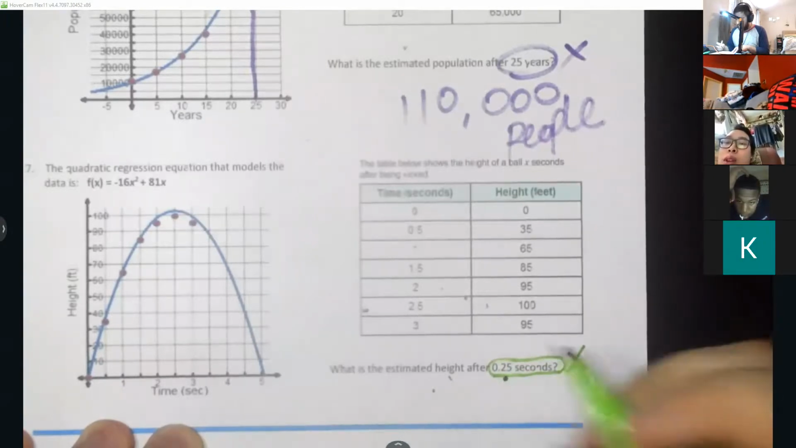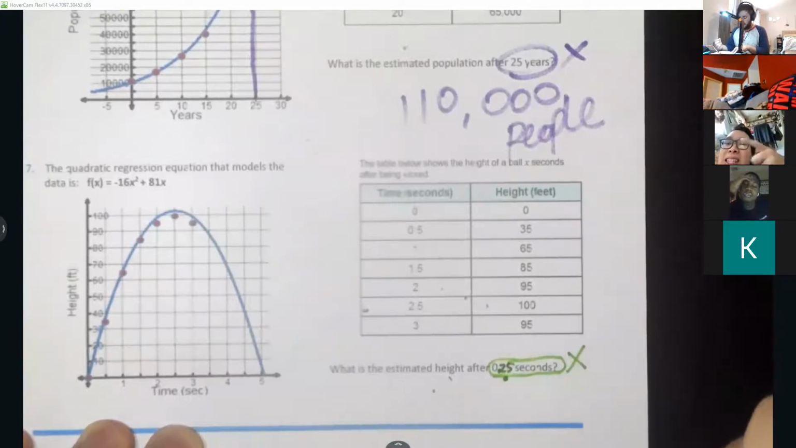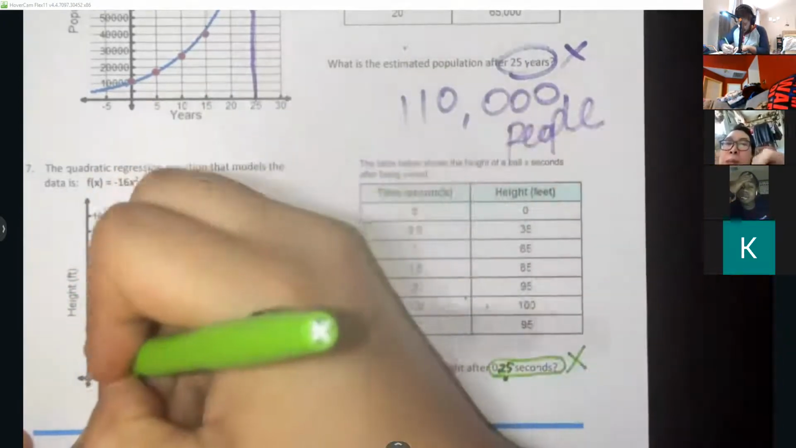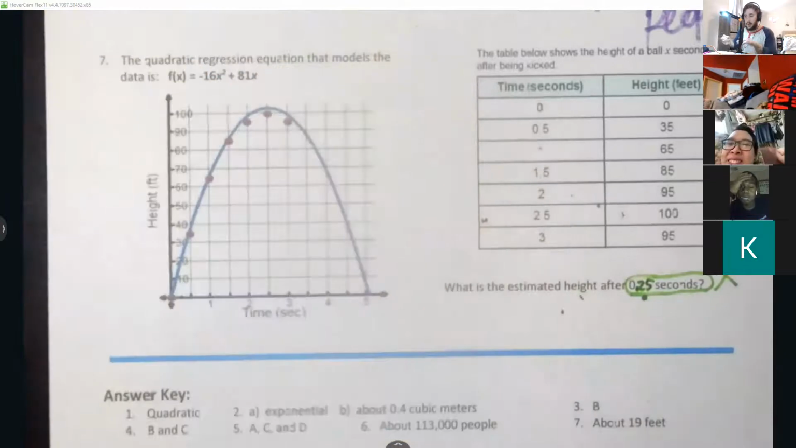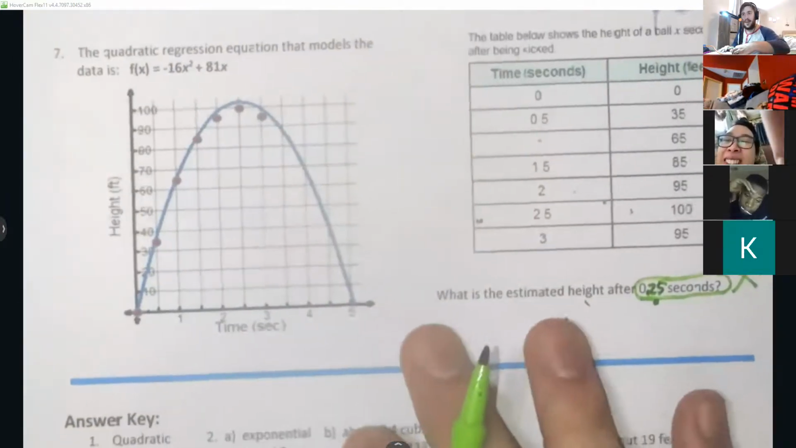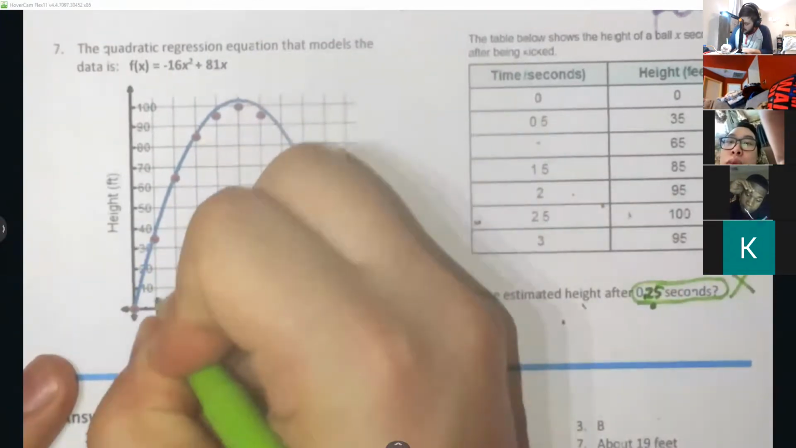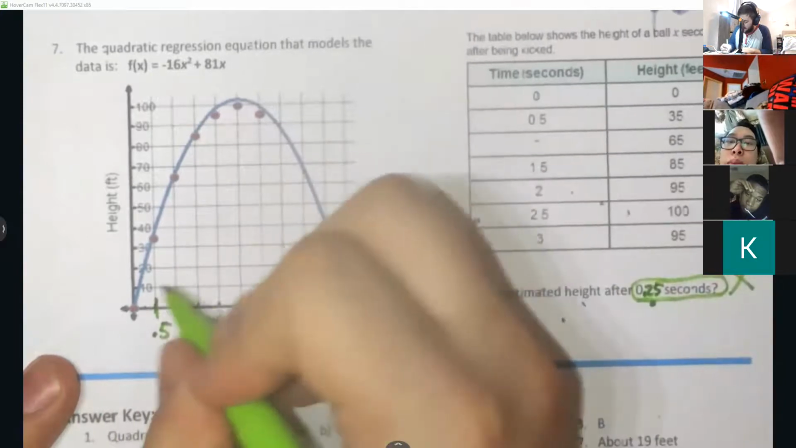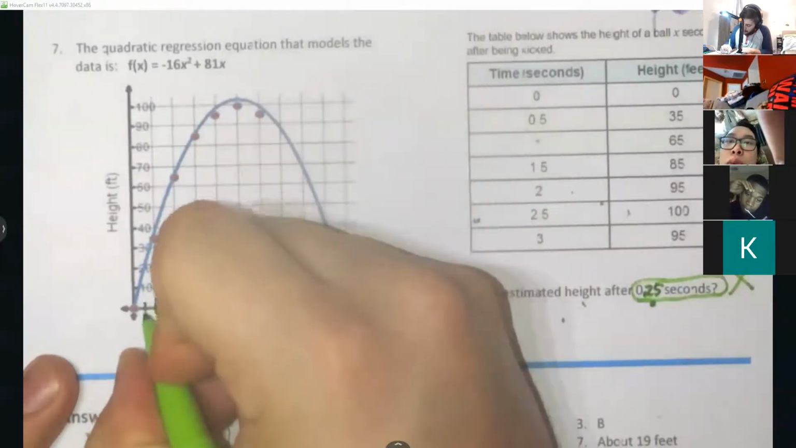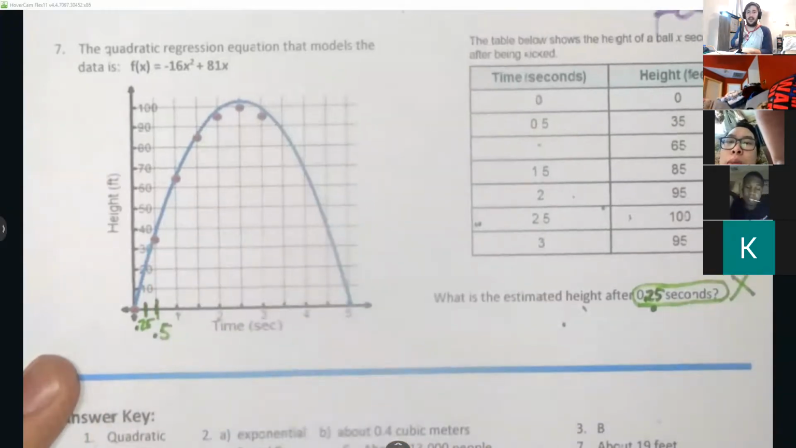Might be hard to see. 0.25 would be here. So let's look at our scale here. Let me zoom in. This one's tricky. 0.25 is half of a half. It's a quarter of a second. So this right here would be 0.5, right? That'd be half of the second. There's 1 second, so that'd be 0.5. So 0.25 would be this guy right here.